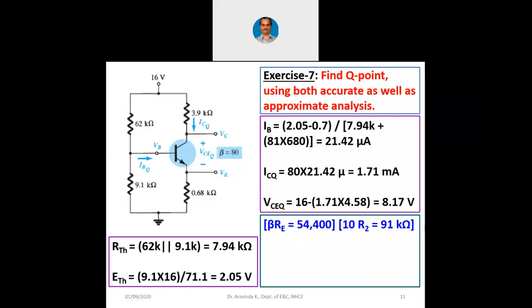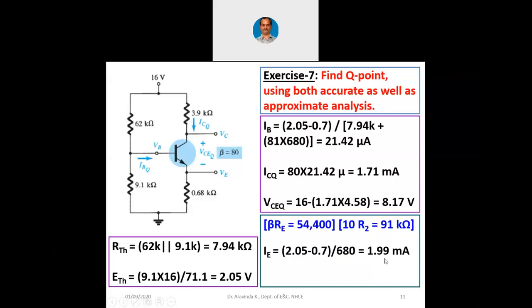The condition is not matching, so let us see what difference we are going to get in the approximate analysis. We can find out IE. IE is 2.05 minus 0.7 divided by 680. We know this VB, VB is 2.05, we have this ETH. VB minus VBE, 0.7, divided by 680.